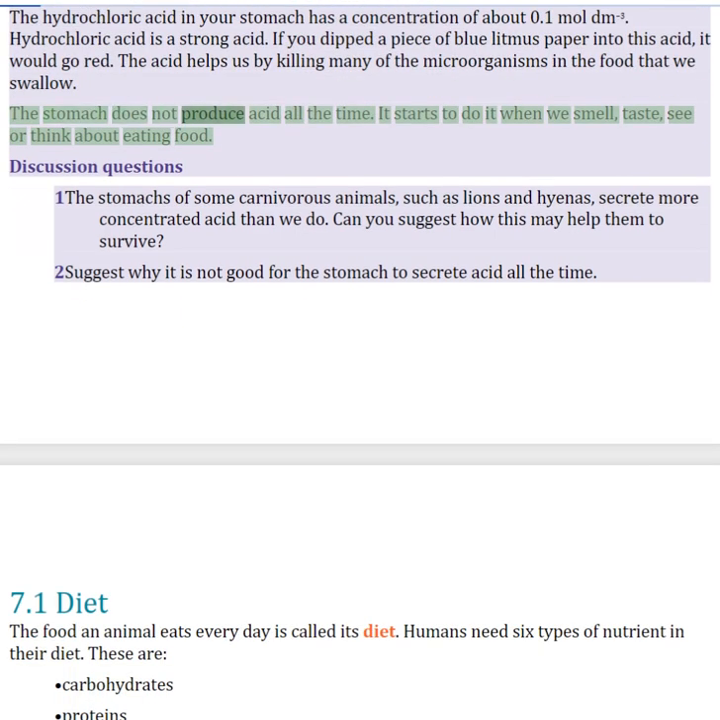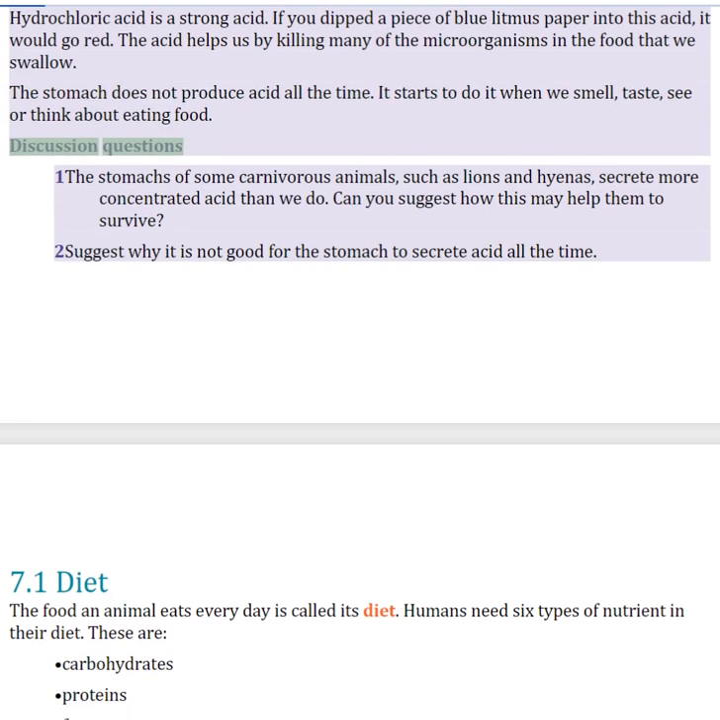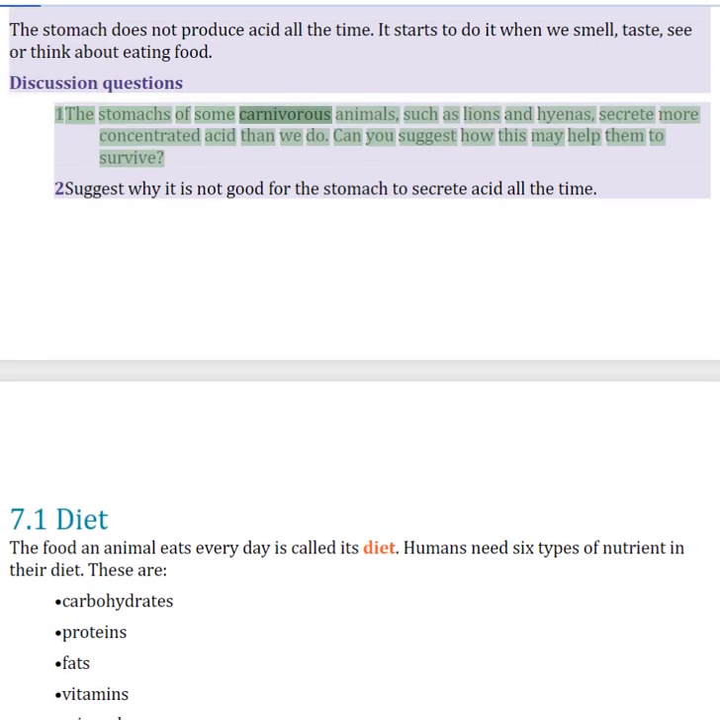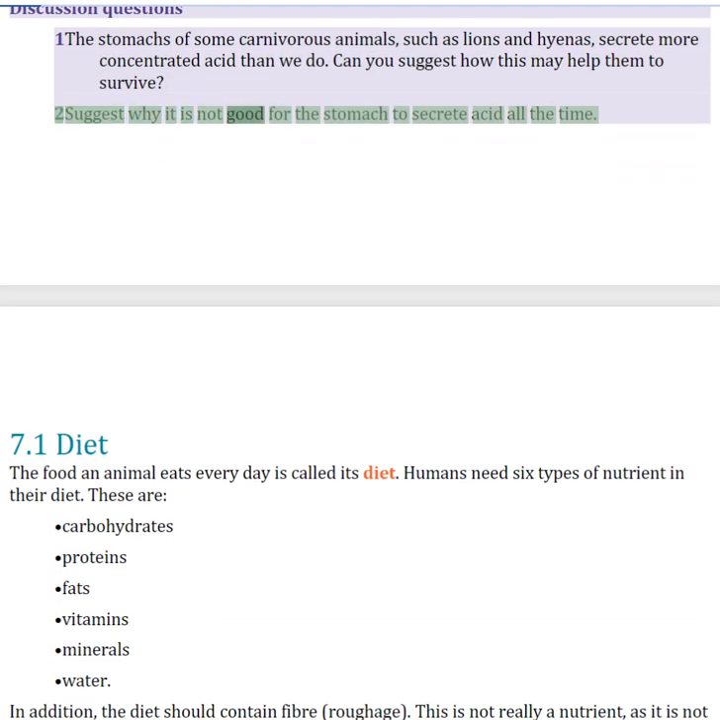The stomach does not produce acid all the time. It starts to do it when we smell, taste, see or think about eating food. Discussion questions. 1. The stomachs of some carnivorous animals, such as lions and hyenas, secrete more concentrated acid than we do. Can you suggest how this may help them to survive? 2. Suggest why it is not good for the stomach to secrete acid all the time.